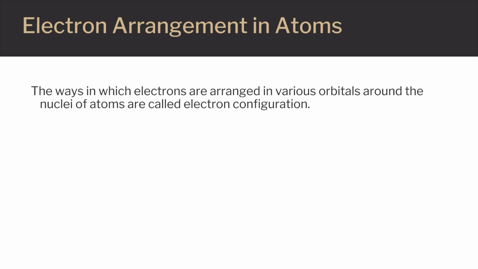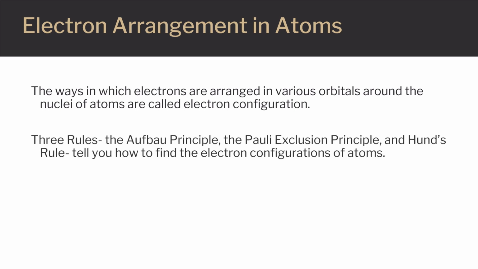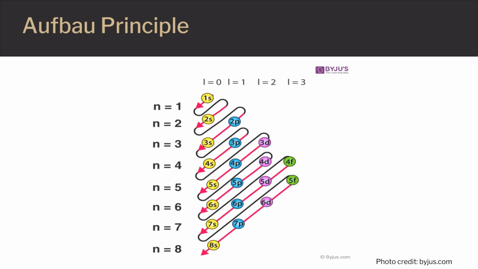The ways in which electrons are arranged in various orbitals around the nuclei of atoms are called electron configurations. Three rules, the Aufbau principle, the Pauli exclusion principle, and Hund's rule, tell you how to find the electron configurations of atoms. According to the Aufbau principle, electrons occupy the orbitals of lowest energy first.